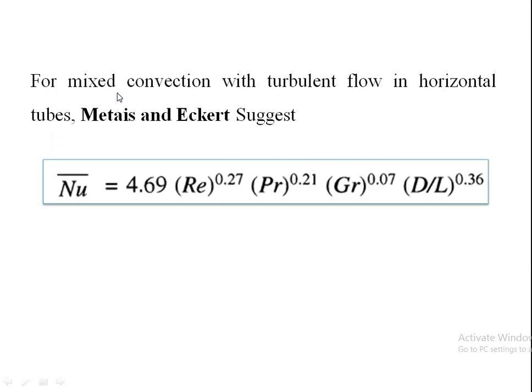Now for mixed convection with turbulent flow in a horizontal tube, Metais and Eckert suggested an equation. According to this, for turbulent flow the average Nusselt number can be written as 4.69 multiplied by Reynolds number raised to 0.27, Prandtl number raised to 0.21, Grashof number raised to 0.07, multiplied by D by L raised to 0.36. Okay, thank you.